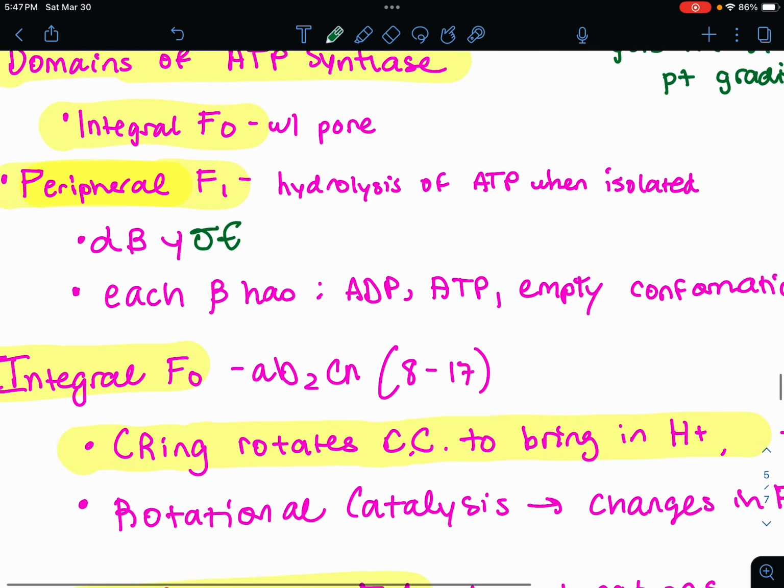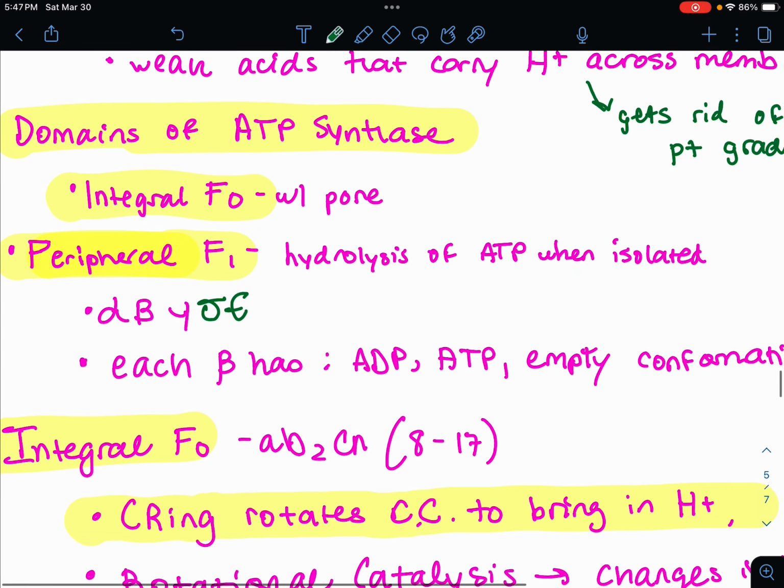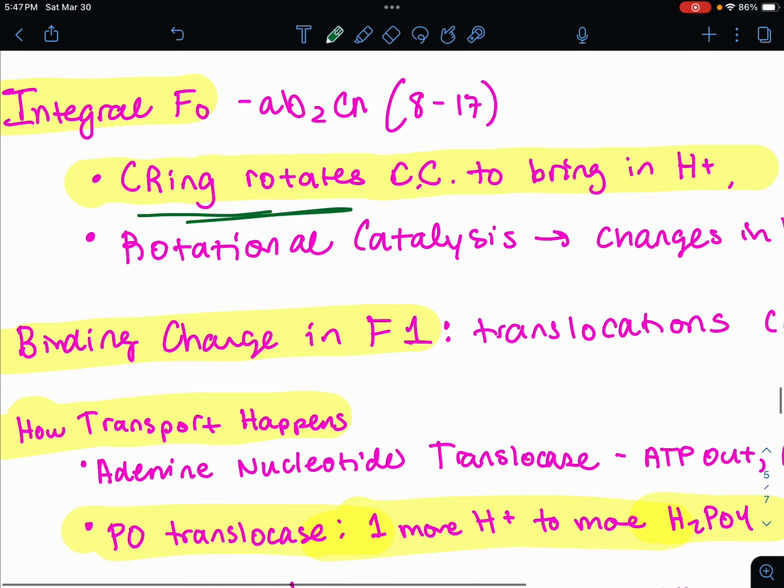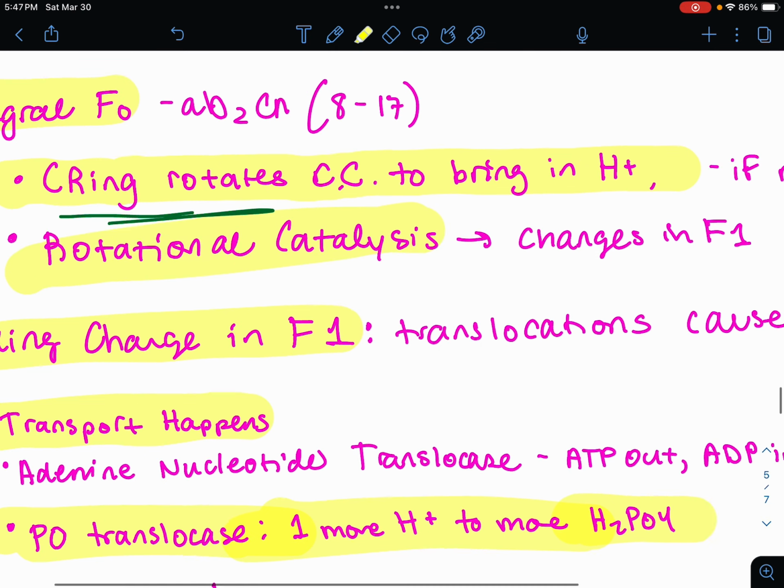The structure of the F0 complex, the one that's in the membrane that has the proton pore, which is an integral protein, is only going to have a, b, and c subunits, c n. N ranges from 8 to 17 depending on the species, and we have this C ring which will rotate counterclockwise. The C subunits will rotate together as a unit to bring in protons. This is the idea of rotational catalysis.